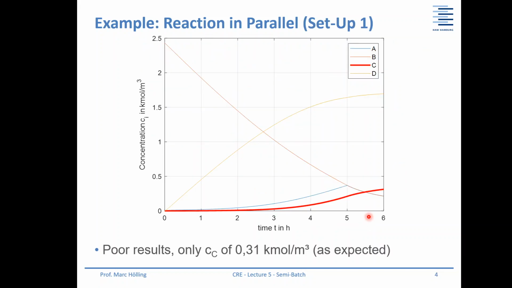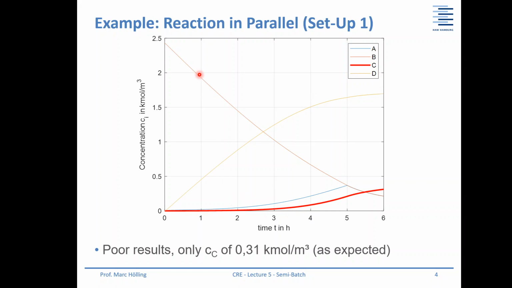Let's have a look at the plot. Here you can see our reaction time. Again, it's 6 hours. We have a continuous feed over 5 hours, and then just 1 hour of batch reaction. And the red thick line is our wanted component C. You can see that this looks quite poor. You only get a concentration of 0.31 kilomole per cubic meter, and you have really a lot of component D. So this is not such a good solution to the given task.